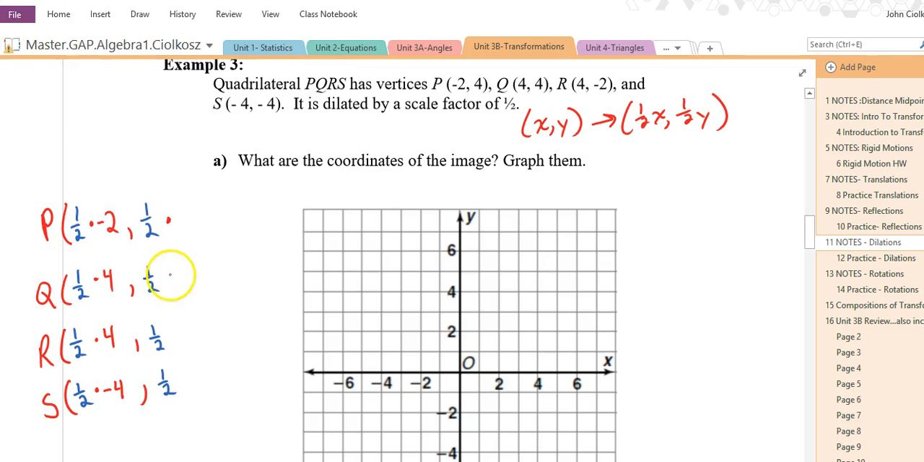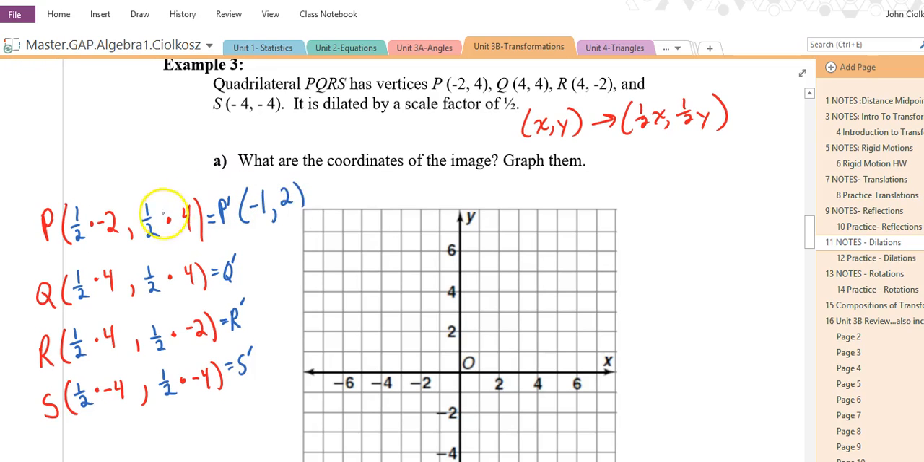My original y values, 4, 4, negative 2, and negative 4. So my new ones here, so I'm just multiplying these again. Rock some GeoGebra here. Here you might get fractions sometimes or decimals. Still fine, as long as you're showing the work and you're doing the problem correctly.